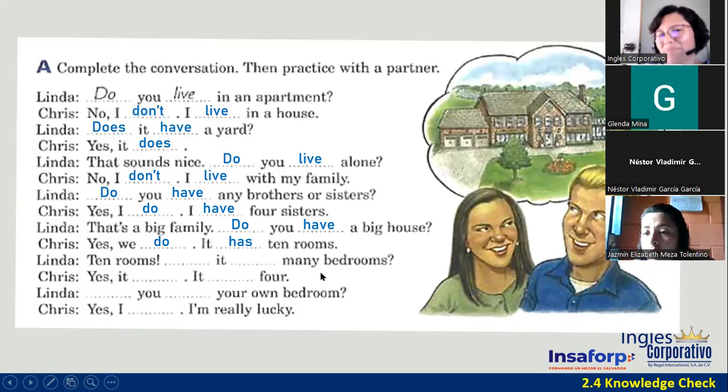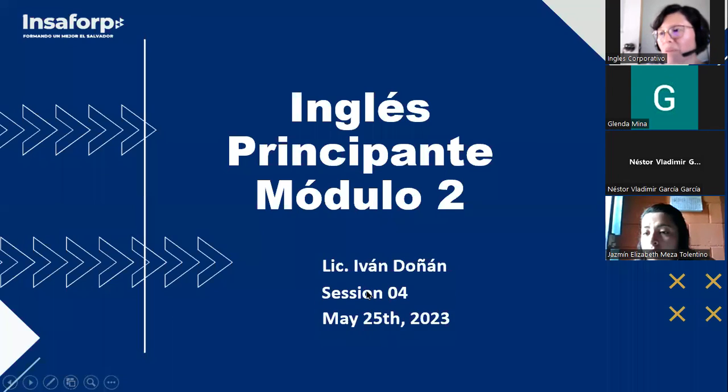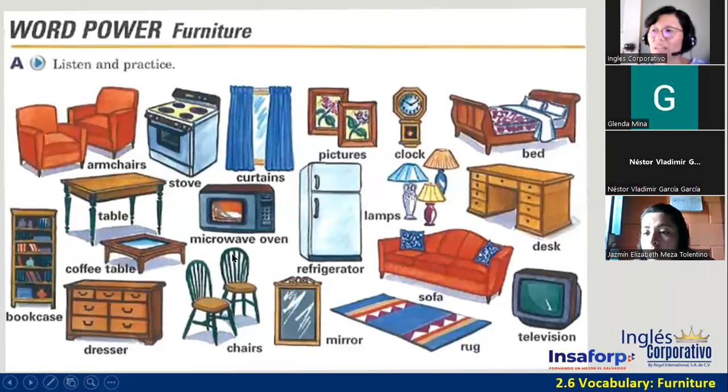Y luego, ¿qué le preguntará? Does it have? Tiene, ¿verdad? Does it have many bedrooms? ¿Tiene varias habitaciones? Yes, it does. Ajá, muy bien. It has four, ¿ok? Luego Linda le pregunta: ¿tienes tu propia habitación? Do you have your own bedroom? Yes, I do. I'm really lucky, okay?